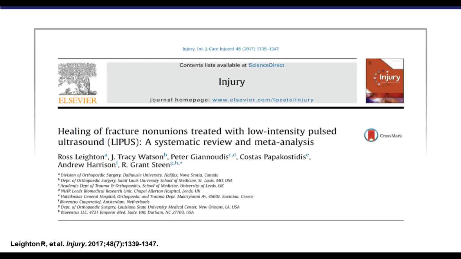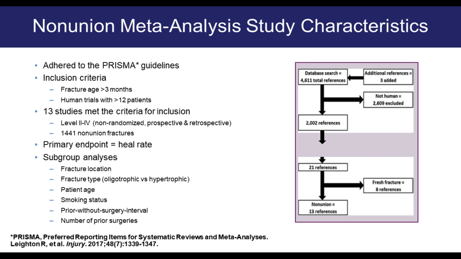This is Leighton's paper, again, a meta-analysis looking at the healing of fracture non-unions treated with LIPUS. They adhered to PRISMA guidelines. They found fracture age had to be at least 3 months in human trials with more than 12 patients. They had 13 studies that met their criteria. They had 1,441 non-unions, and their primary endpoint was heal rate.